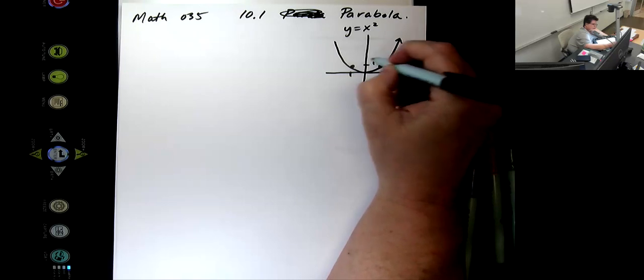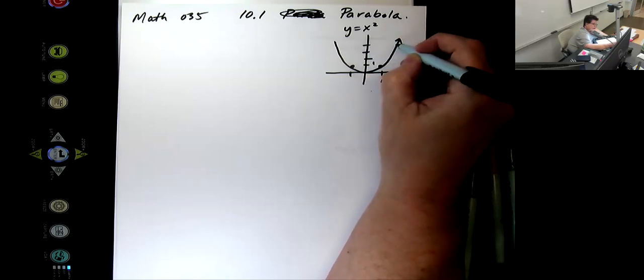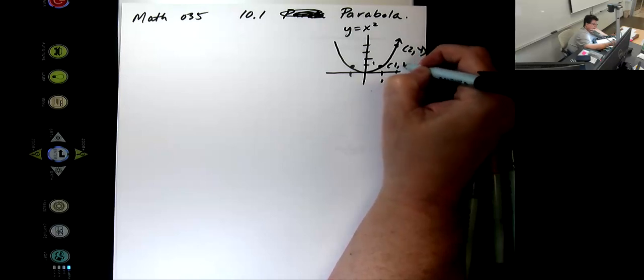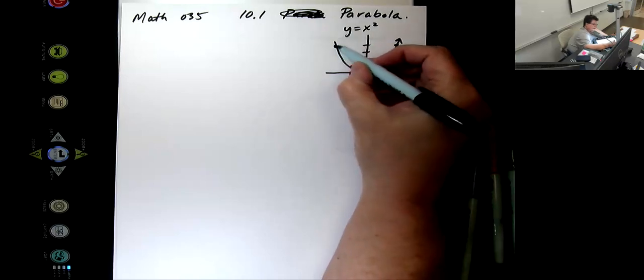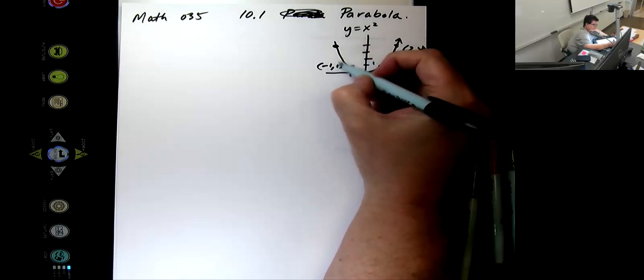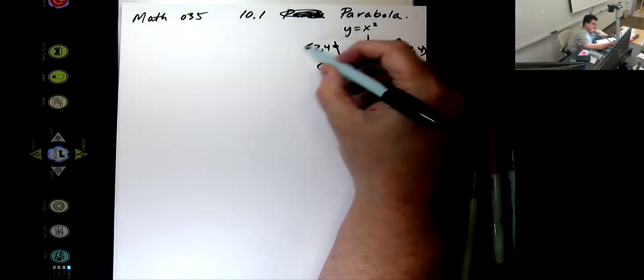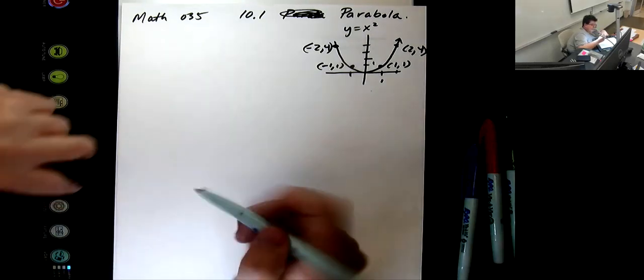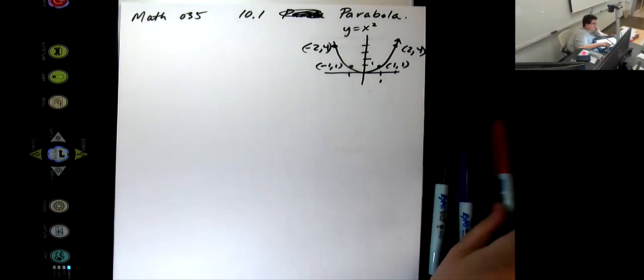You go right two, you go up four. So (2, 4), (1, 1). And the same thing works on the left: (-1, 1), (-2, 4). That's your standard parabola. Your basic, no frills, nothing sexy about it.